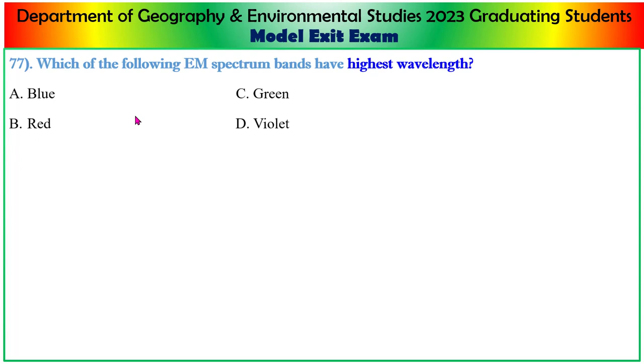Question 77: Which of the following electromagnetic spectrum bands have the highest wavelengths?